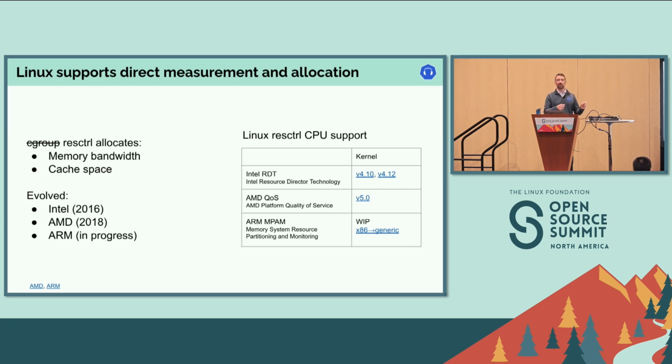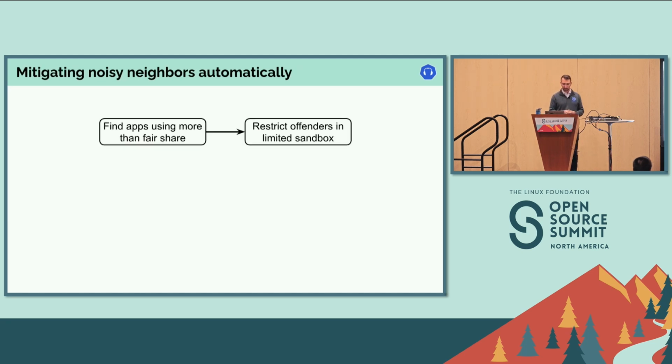And they're now in the process of contributing kernel patches to make the system, which is currently x86, the resource control system, general purpose so that ARM is also supported. So how would you build a system to mitigate this type of performance interference?